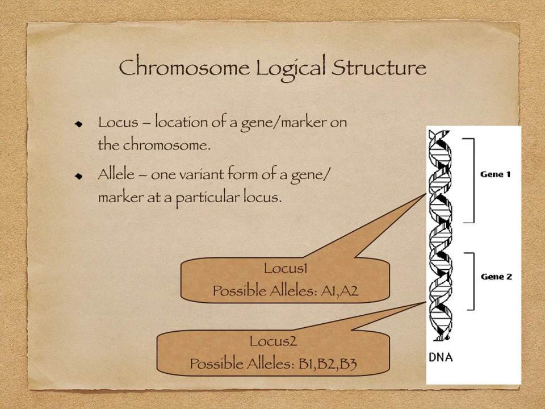Logical structure of a chromosome: if you spread out the DNA at certain areas on different chromosomes, you can find specific genes. That area is called the locus. That's the location. And the different types of genes that you can find in that location are called alleles. So we might have an allele for blue eyes versus an allele for brown eyes.